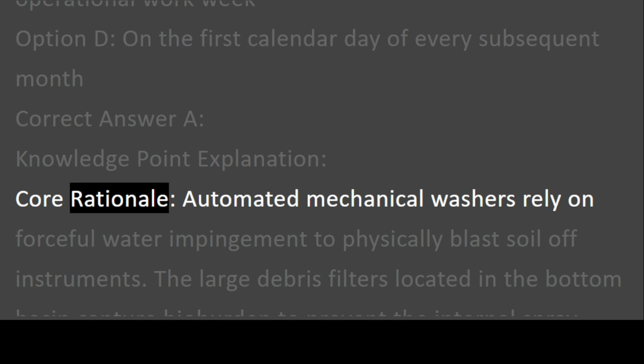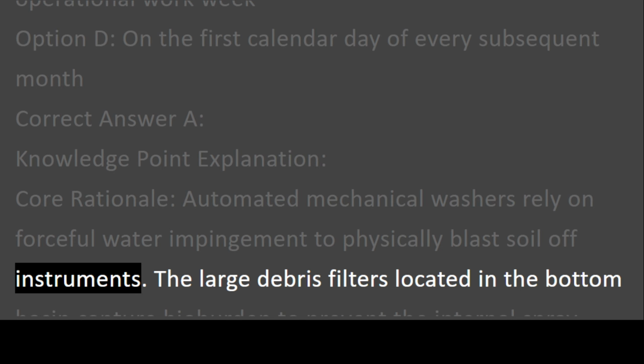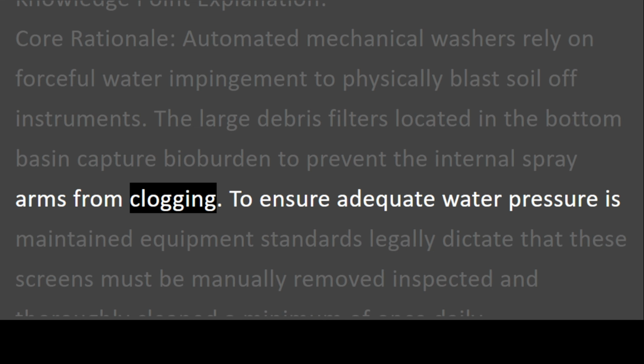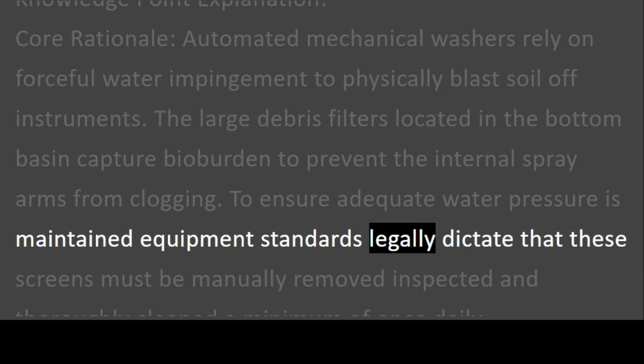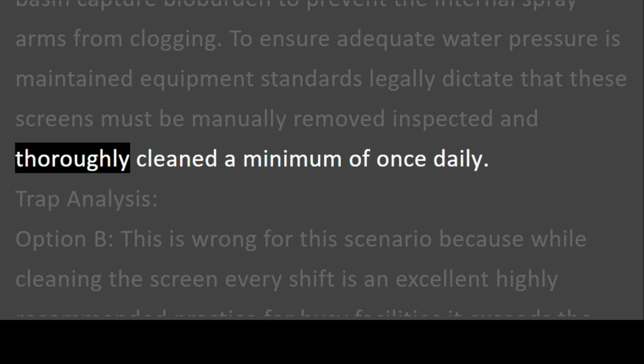Core rationale. Automated mechanical washers rely on forceful water impingement to physically blast soil off instruments. The large debris filters located in the bottom basin capture bioburden to prevent the internal spray arms from clogging. To ensure adequate water pressure is maintained, equipment standards legally dictate that these screens must be manually removed, inspected, and thoroughly cleaned a minimum of once daily.